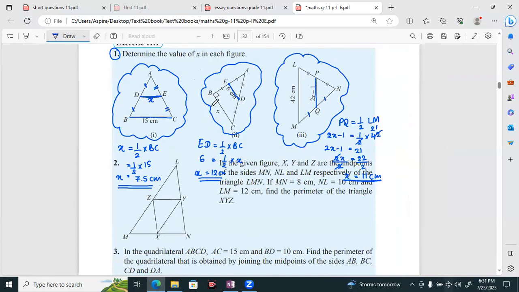Those who have finished these three questions, please write down the second question.